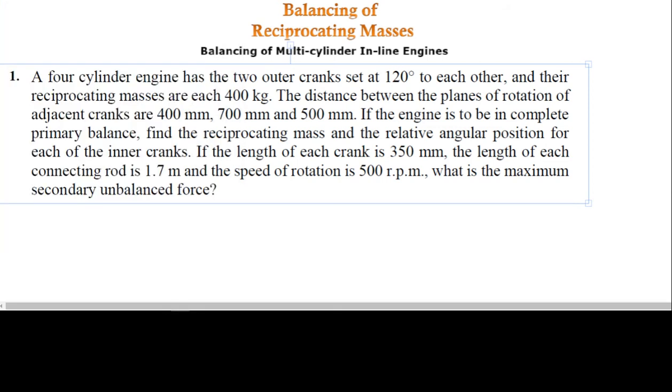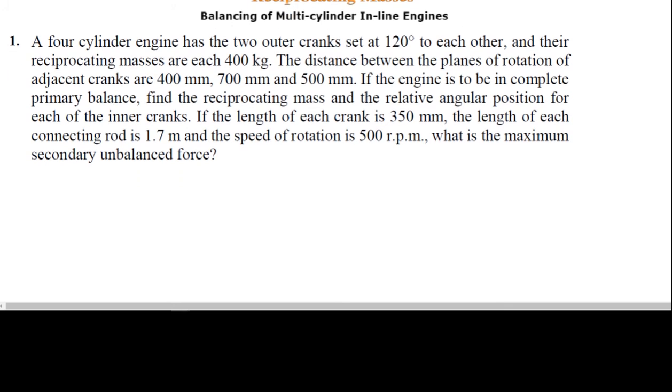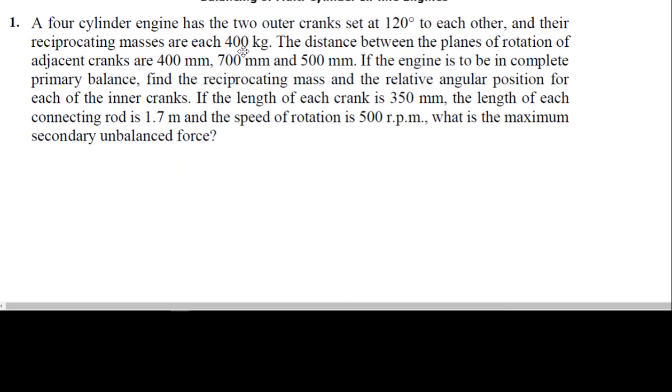So we will look at a numerical which is based on balancing of multi-cylinder engines, inline engines. Here it is given a 4-cylinder engine with two outer cranks which are set at 120 degrees apart and their reciprocating masses each of 400 kg. That means four cylinders, and each of the cylinders having reciprocating masses of 400 kg. And the distance between the planes of rotation of adjacent cranks is 400 mm, 700 mm and 500 mm respectively.